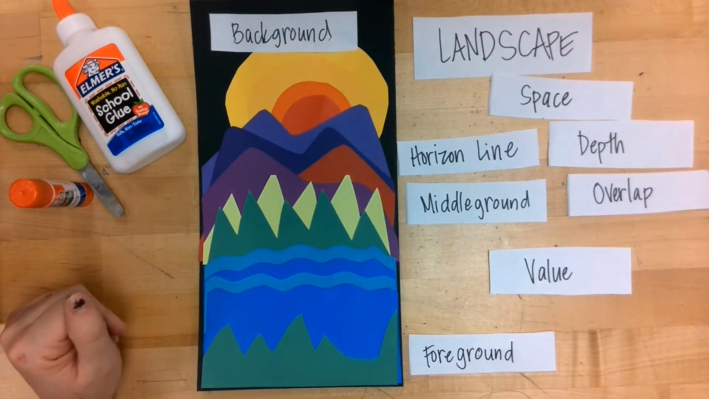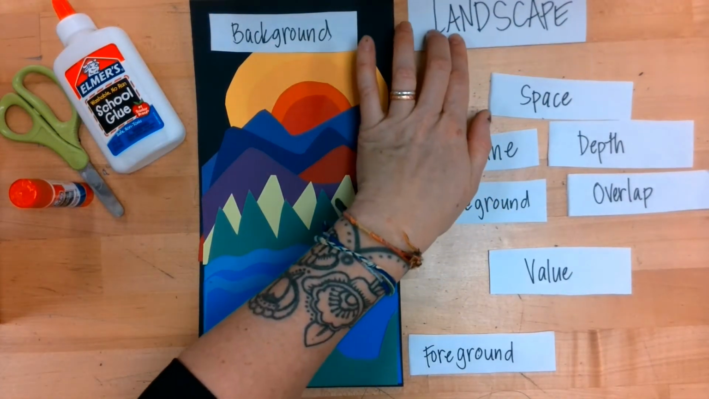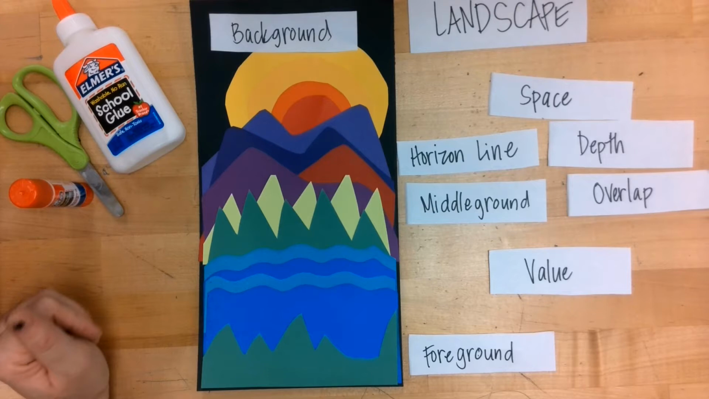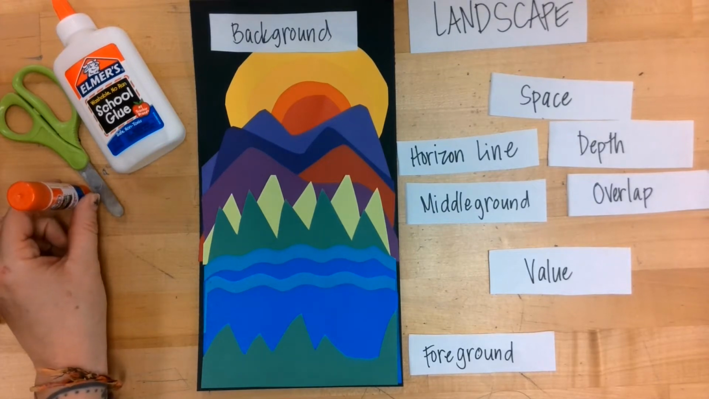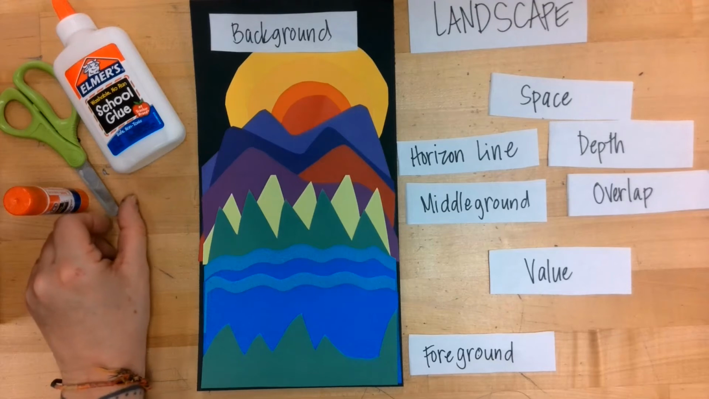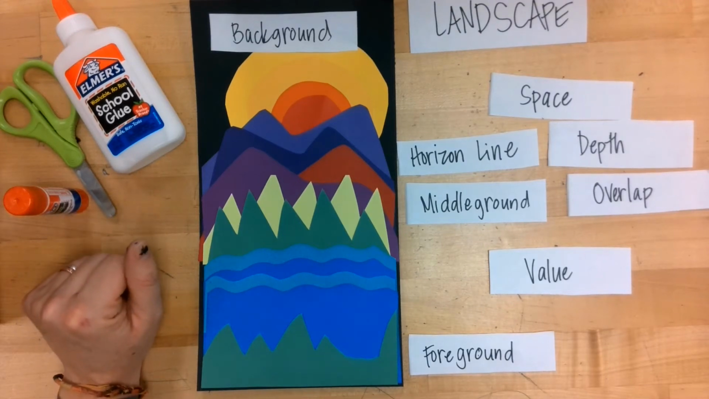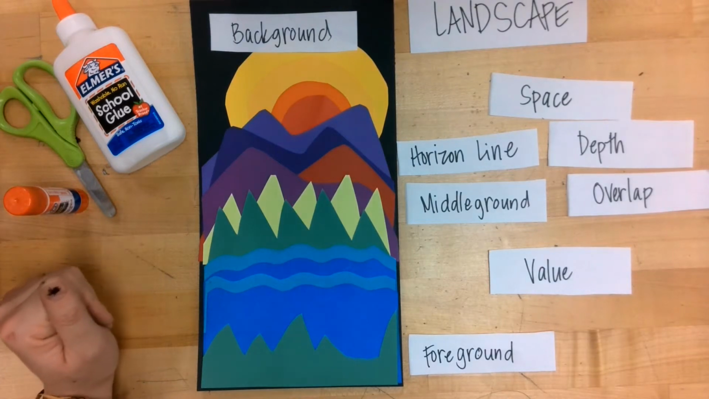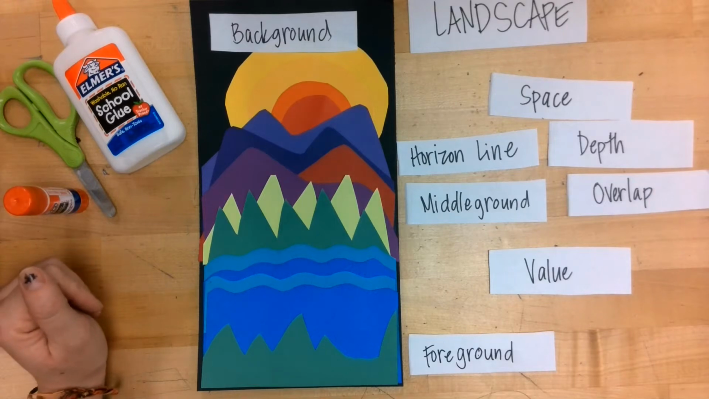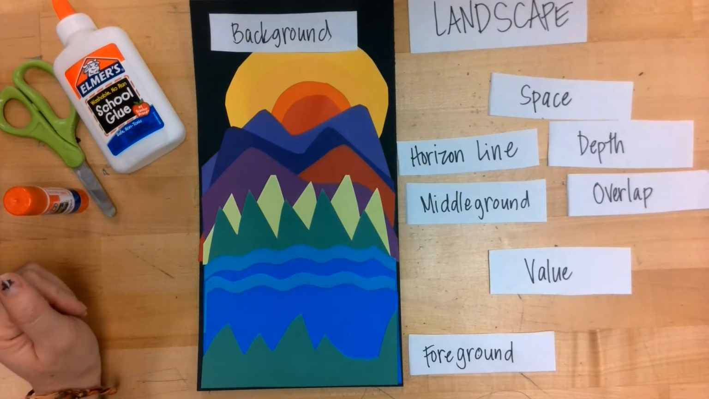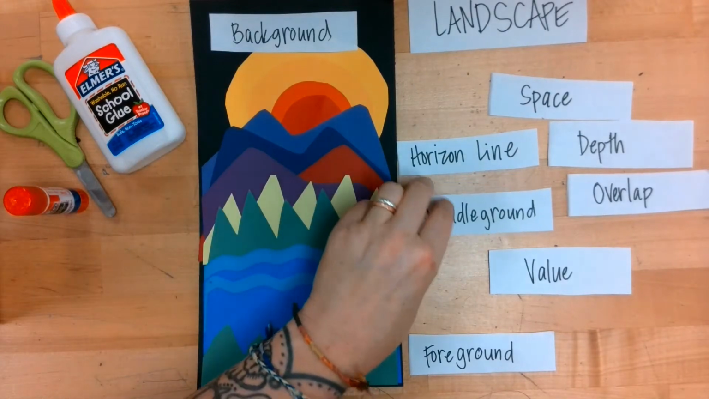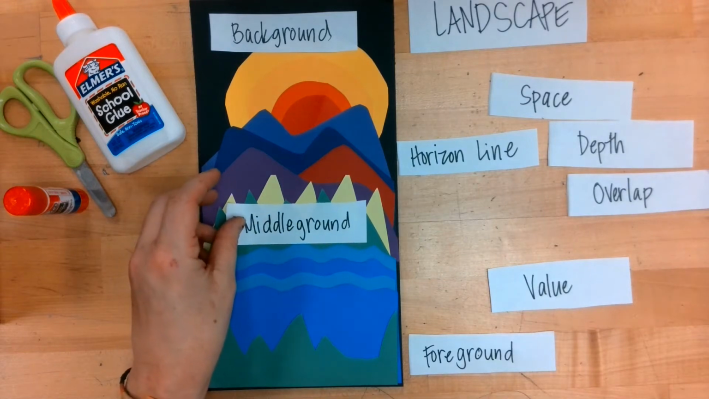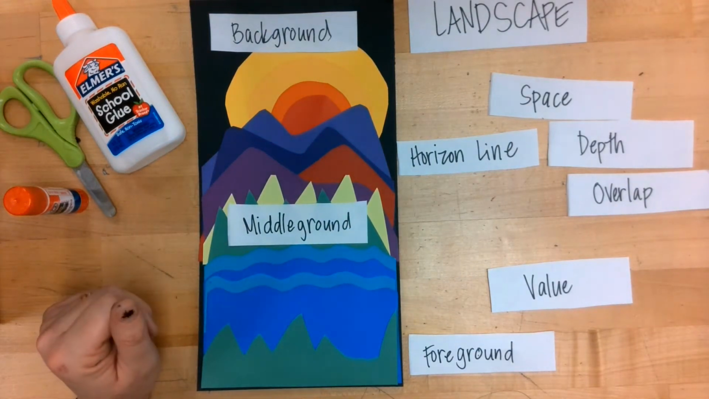So let's review our terms one more time. A landscape is a subject matter in art. Landscapes historically have been painted for hundreds and hundreds of years. Our landscape shows the land and the sky as the main parts of a piece of art. Within our landscape, we have the background, which are the things that are the furthest away from us. Typically, the background may represent the sky.